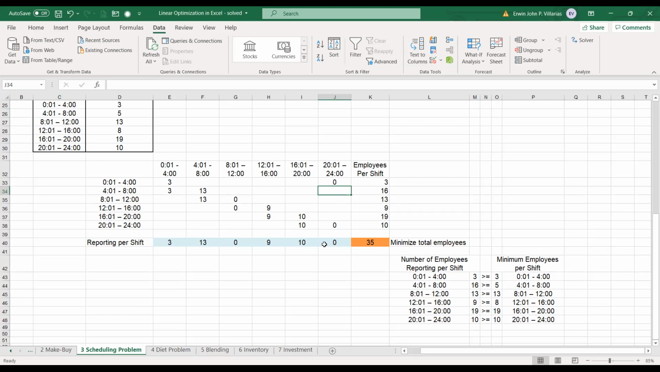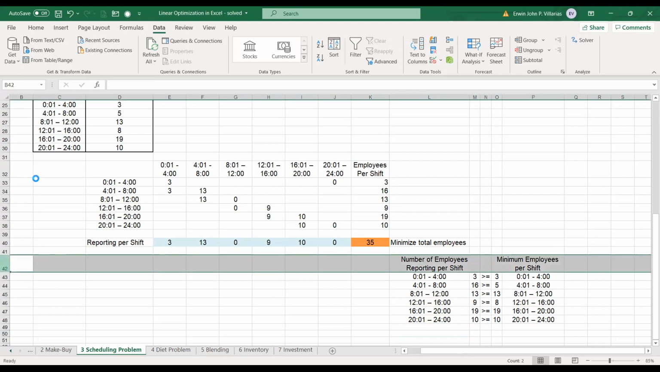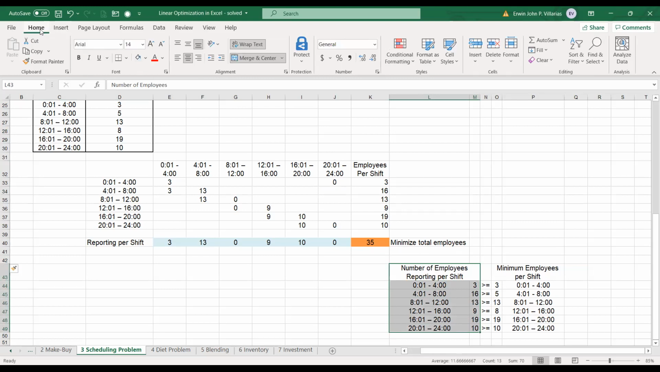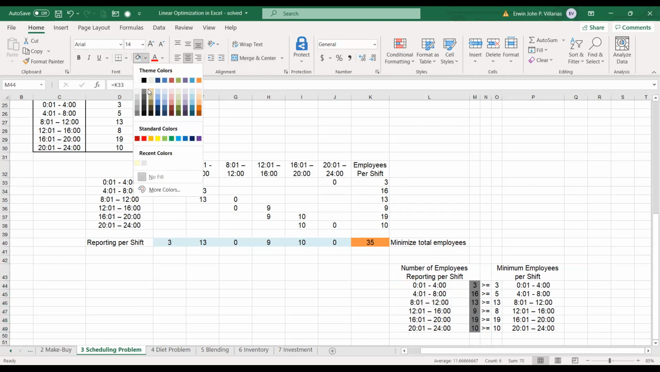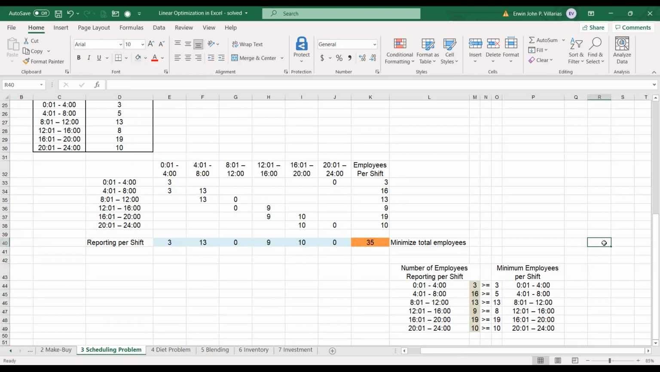Then you have your total, your objective function, right? And where's your left-hand side, Erwin? Not the number of employees, the left-hand side itself, the cell itself. This one, sir. Color code that too, same as the brown objective function, so that it has the same color as the objective function.